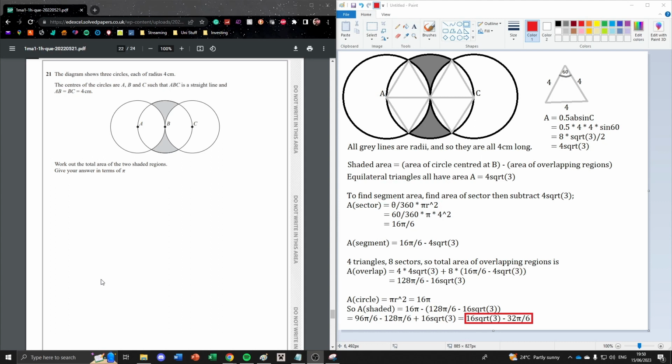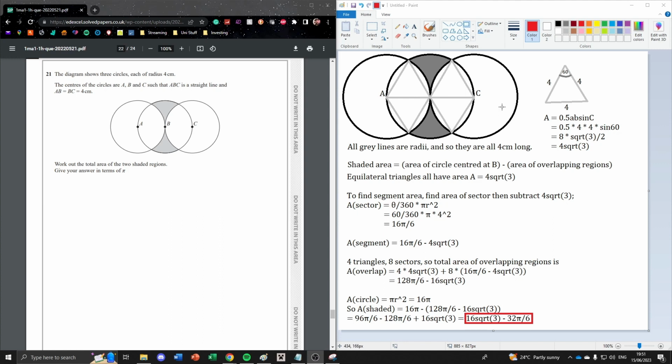And finally, question 21 is a mix of our knowledge of circles and our knowledge of geometry in general. So we have 3 circles, each with radius 4 centimeters, and the centers of circles are A, B, and C, such that ABC is a straight line, and that AB equals BC equals 4 centimeters. So this also means that the edges of the circle centered at A and the circle centered at C touch at B. Our task is to work out the total area of these two shaded regions, and we're to give our answer in terms of pi.